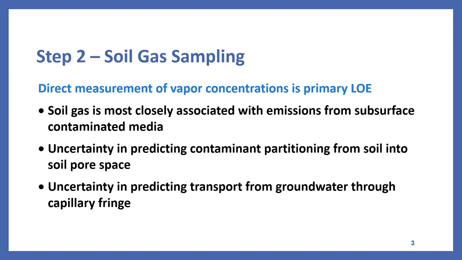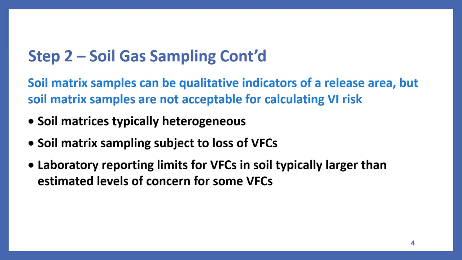Soil gas concentration data is generally preferred as a line of evidence for assessing vapor intrusion risk over groundwater or soil matrix concentration data for several reasons, including: soil gas is most closely associated with emissions from subsurface contaminated media; uncertainty in predicting contaminant partitioning from groundwater or soil moisture to soil gas, due to uncertainty in organic content in soil, moisture content, and Henry's law constants; uncertainty in predicting transport through the capillary fringe; and heterogeneity in the soil matrix.